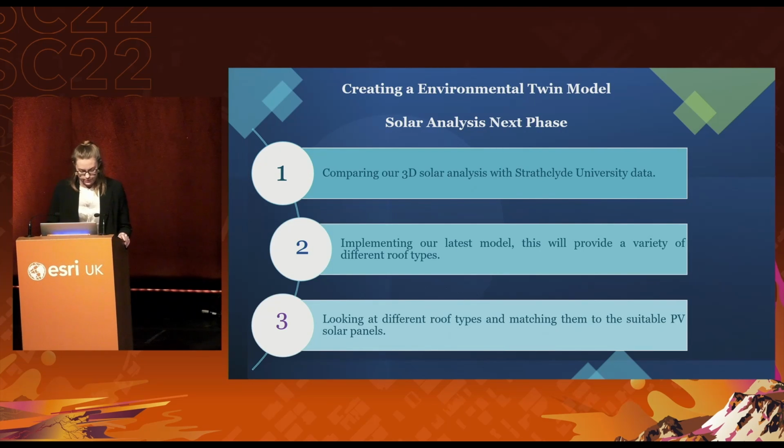So the next phase, we need to compare our solar analysis data with Strathclyde University data. We need to implement our latest model, which will show a variety of different rooftops, looking at the different rooftops and comparing to what will be suitable for solar PV and the type of solar PV panels. We'll also be including our tree canopy layer. We need to figure out the surrounding shadowing caused by buildings and trees and see how that will affect our solar panels.